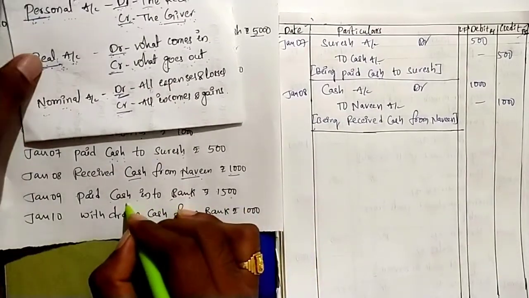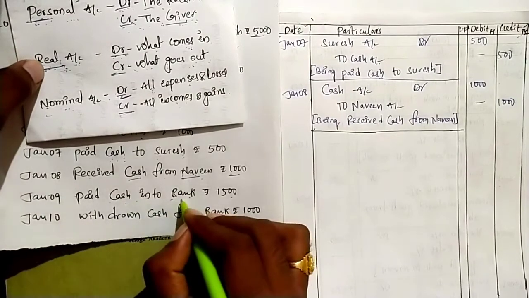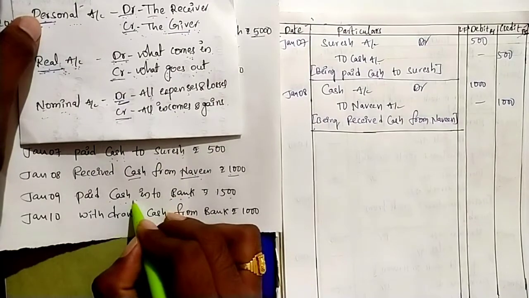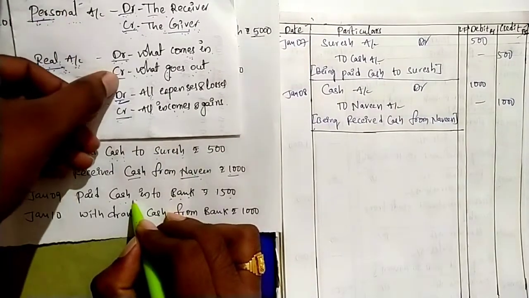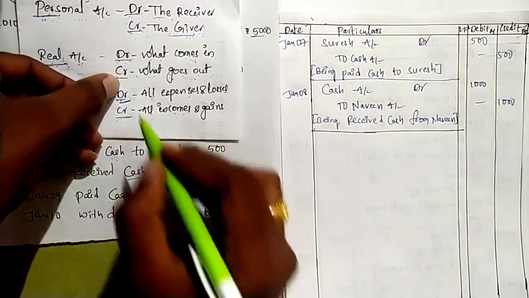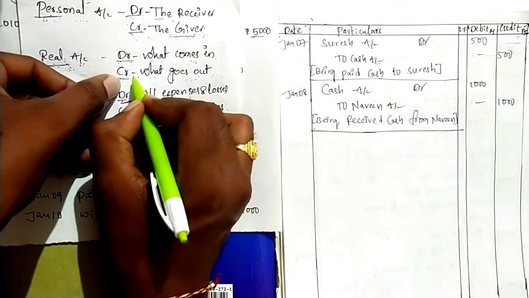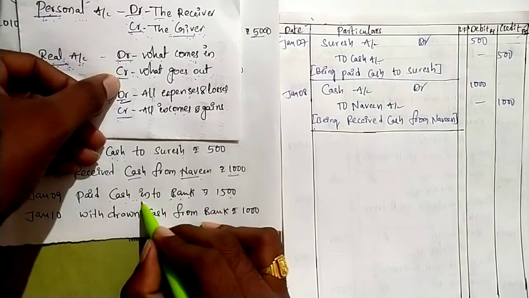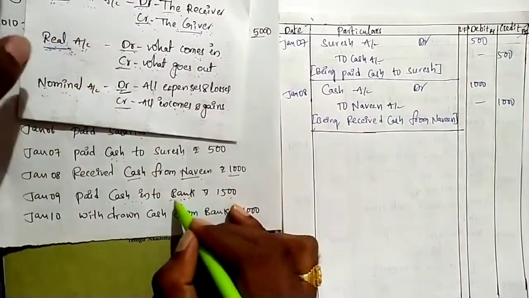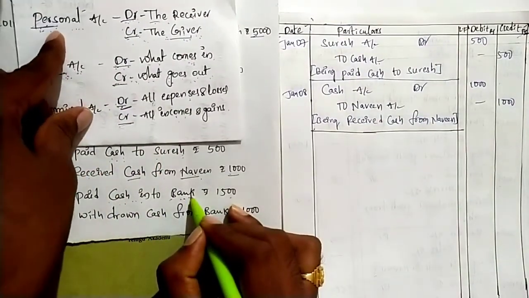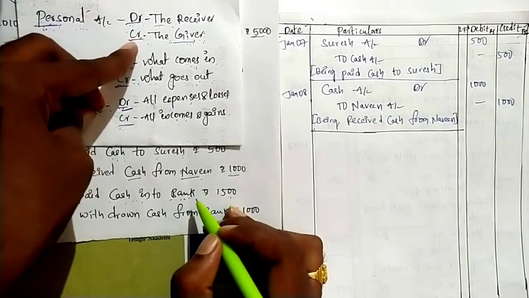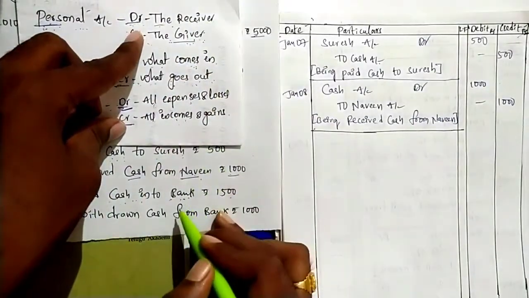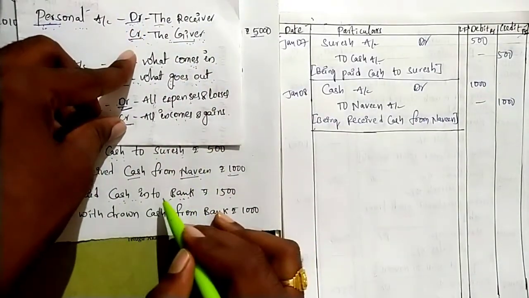So cash is an asset, we have to follow the rule of real account. Bank is a person, we have to follow the rule of personal account. First see this, cash, we paid cash. Paid cash means cash goes out, so automatically cash account is to be credited. Next, we are paying, who is receiving? Bank. Bank is a person, as per the rule of personal account, debit the receiver, credit the giver. Bank is a receiver, so that's why bank account is to be debited, cash account is to be credited.